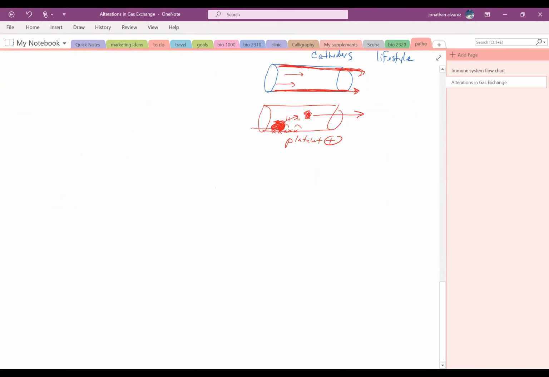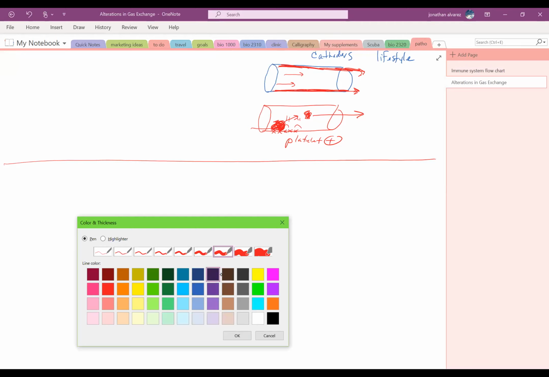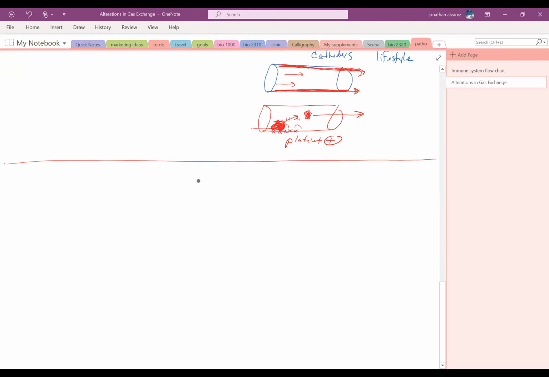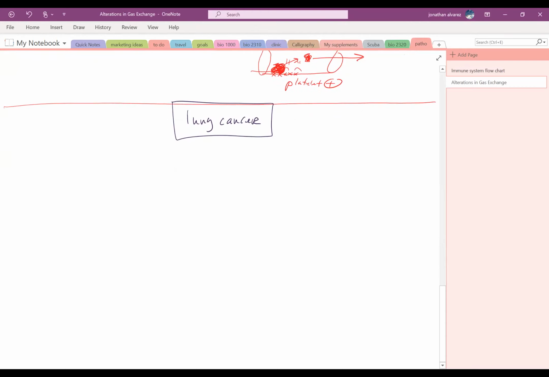Okay. So other things that will influence respiration, and this is not a fun one at all, and that is lung cancer. Cancer is never fun. But lung cancer, you can get a squamous cell carcinoma.